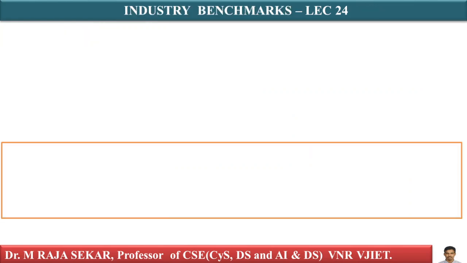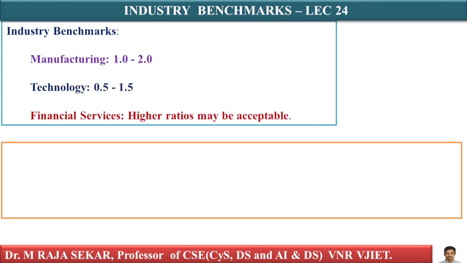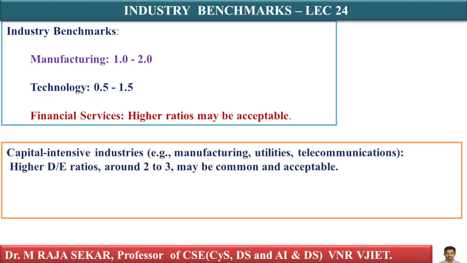Ideal debt to equity ratio. The ideal debt to equity ratio varies depending on industry, business model, and market conditions. What are the industry benchmarks? Manufacturing 1.0 to 2.0, technology 0.5 to 1.5, financial services higher ratios may be acceptable. Financial health indicators: below 1.